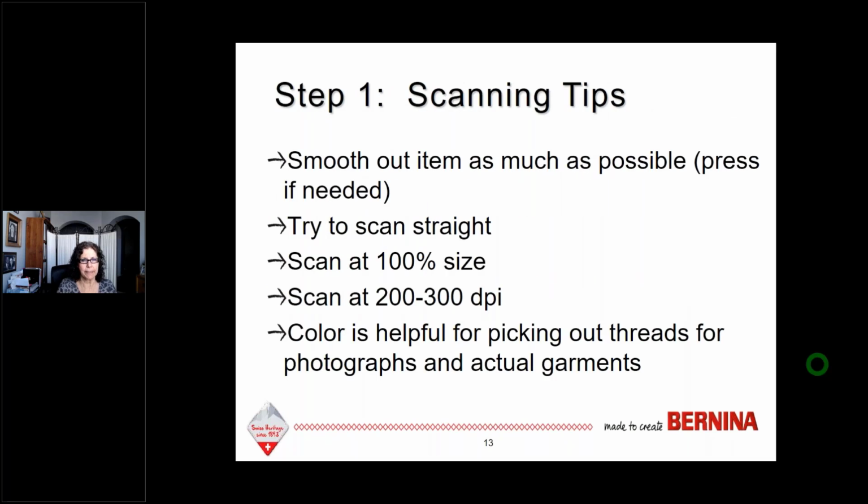So that's the first step. You will need to smooth out the item as much as possible and press it if needed. So if you're using a garment or a pattern piece as an image in the background, you will need to make sure it is not wrinkled. You want to try to scan straight, and I just use the edge of my scanner bed to scan straight.